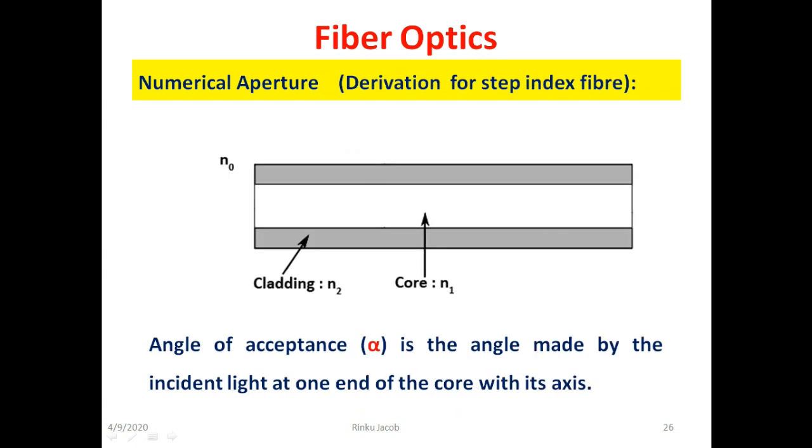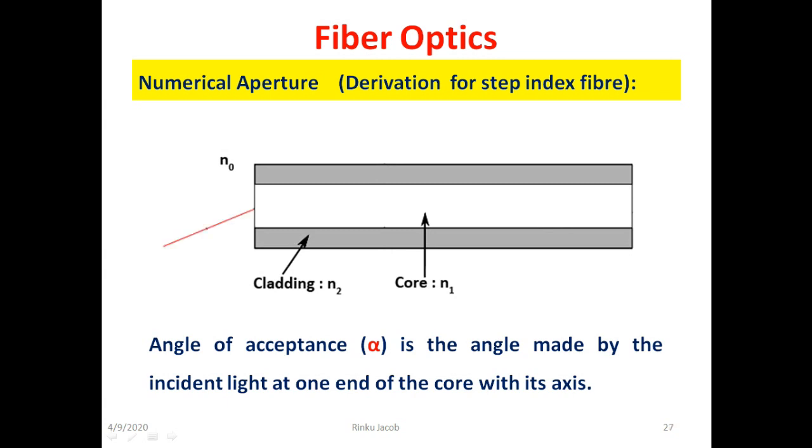Now we start the derivation of the equation for numerical aperture of a multimode step index optic fiber in terms of the optic fiber material parameters, that is refractive indices of the core, cladding and the surrounding medium of the optic fiber. For that, first we take an optic fiber as shown in the figure. N1 and N2 are the refractive indices of the core and the cladding respectively. N0 is the refractive index of the surrounding medium where the optic fiber is placed.